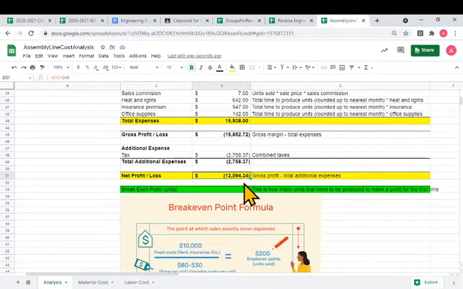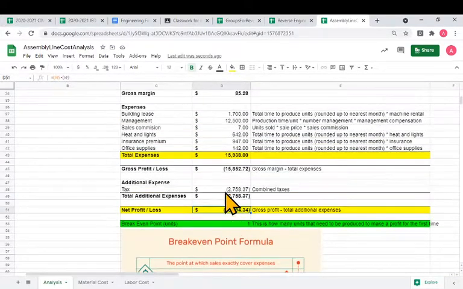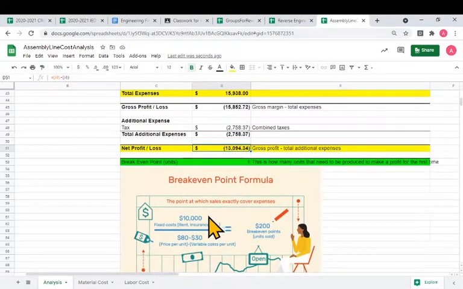I mean, in the real world, we want this number to be as large as possible, right? In the positive direction. But for this specific assignment, we just want to calculate the break-even point. And so we'll go ahead and try to use our formula here.